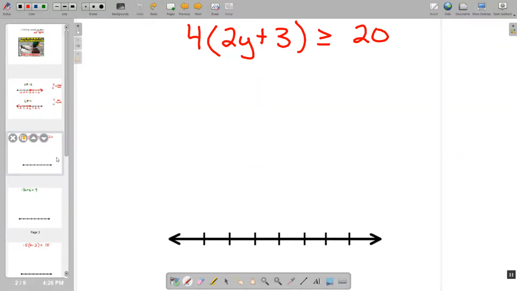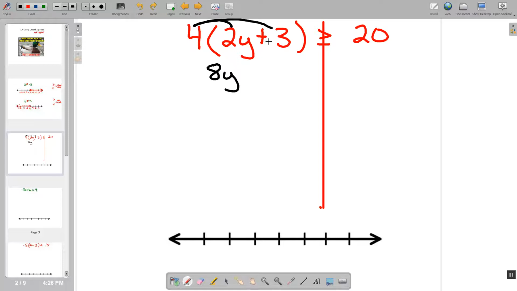Now, in order to solve an inequality, we are going to solve them exactly like we are working with an equal sign or an equation. So I'm going to treat this exactly like what I've been doing before. My line down my equal sign, and I'm going to solve. I see parentheses, so my first step is always the distributive property. 4 times 2y is 8y. 4 times 3 is 12. Everything here is positive. And now instead of an equal sign, I'm sticking with greater than or equal to.